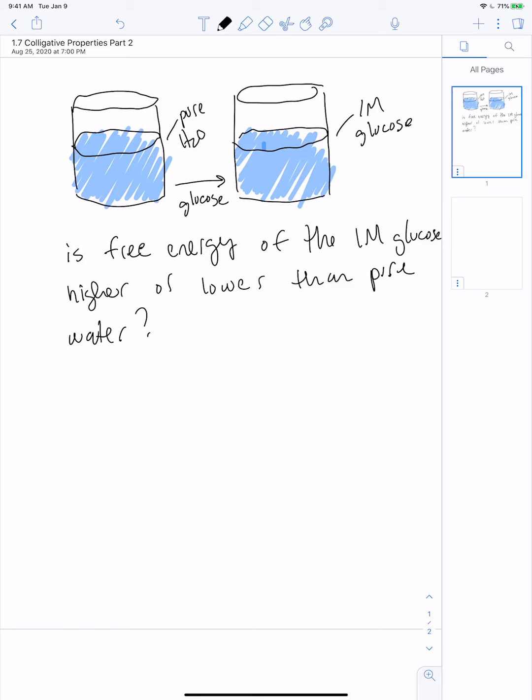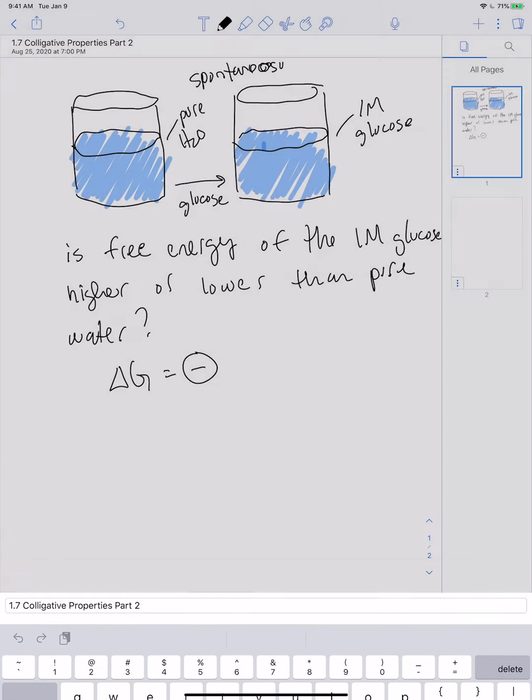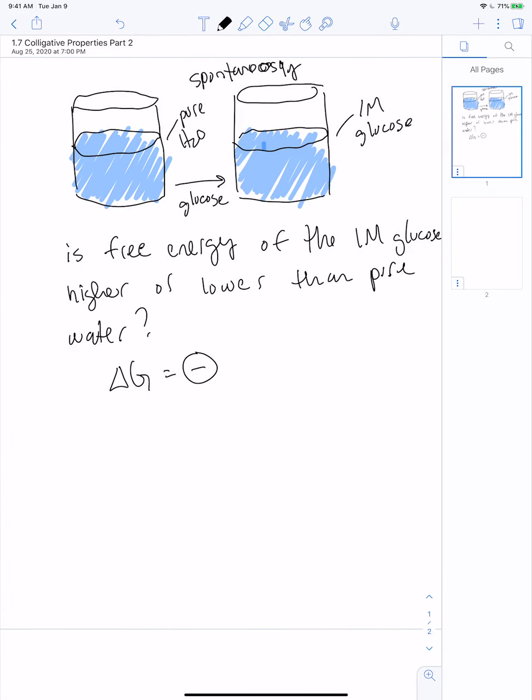You might be like, I don't know, you start thinking about these microscopic viewpoints, and those are always good. I very much encourage you to think about things microscopically and try to understand why that's true, and we can talk about that. But one way to look at this is that it happens. We know glucose is soluble in water. If that's true, that means that delta G must be negative for this process, if this happens spontaneously, that glucose will spontaneously dissolve in pure water.